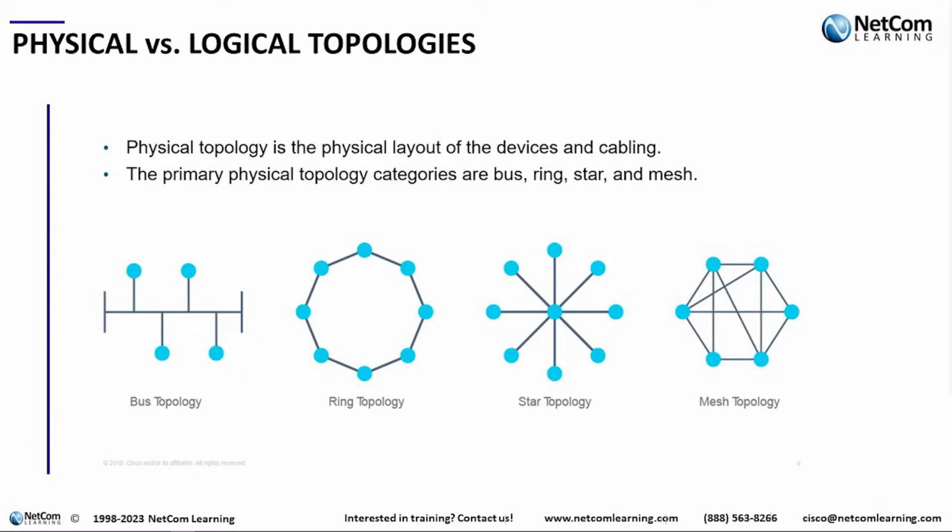And then the terminator is used to absorb the signal so that when the signal reaches the end, it prevents what we call signal bounce. In a ring topology, the next one, all of the devices are connected via cable that loops in a ring or a circle. And since there's no beginning and no end, there's no need for terminators in a ring topology.